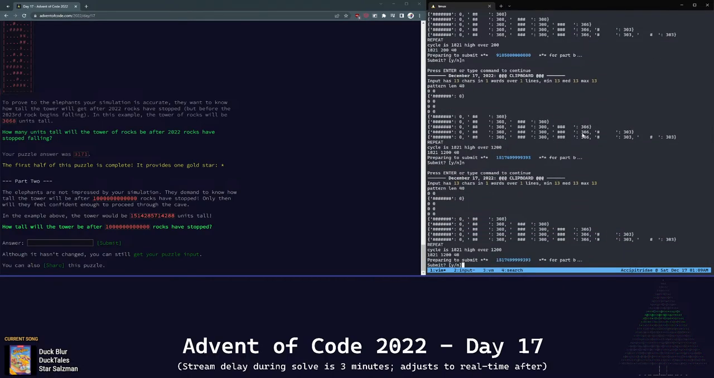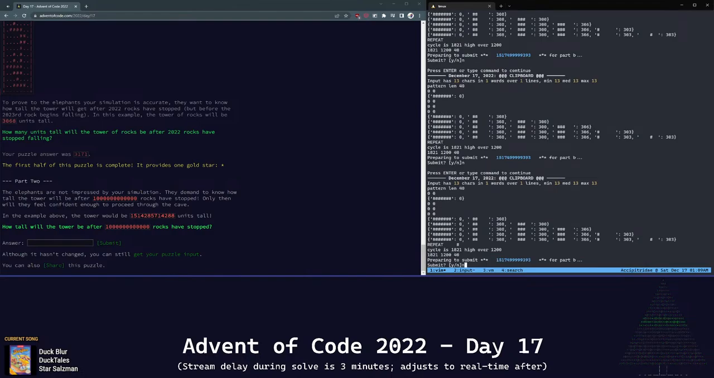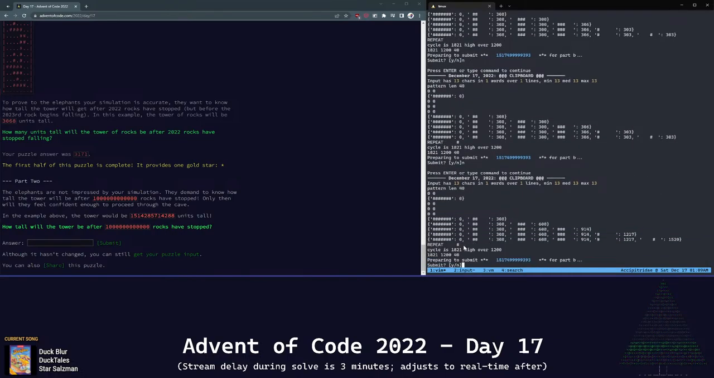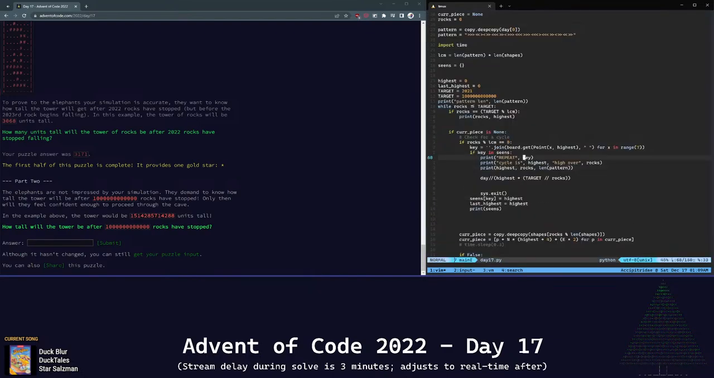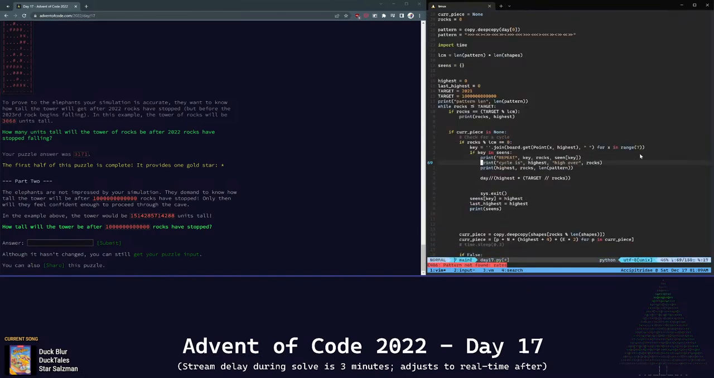Oh wait, I see. I guess the delta, it's like which one specifically did we repeat? Okay, that's not helpful. I guess it's this one. So we've got a repeat of this one. We're currently at rocks, and the last time we saw it was at... Yes, it did mean seams. Thank you, Python.